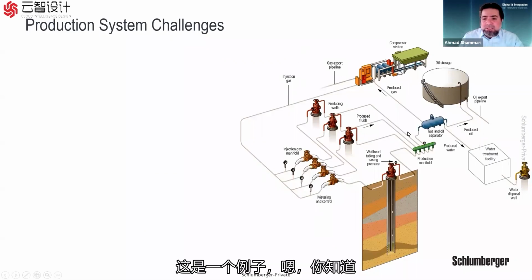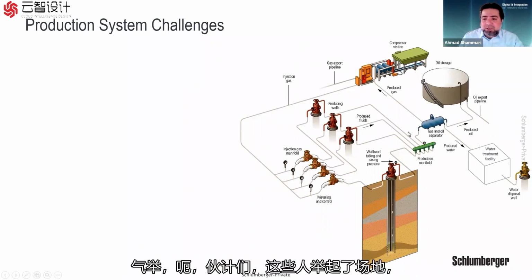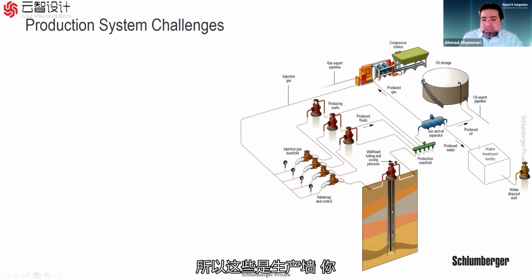All right, this is an example of a gas lifted field. These are the producing wells. As you can see here, we have three wells, and the production is going to the right side. This is the oil or water, liquid. And this is the cross section of the well, right?